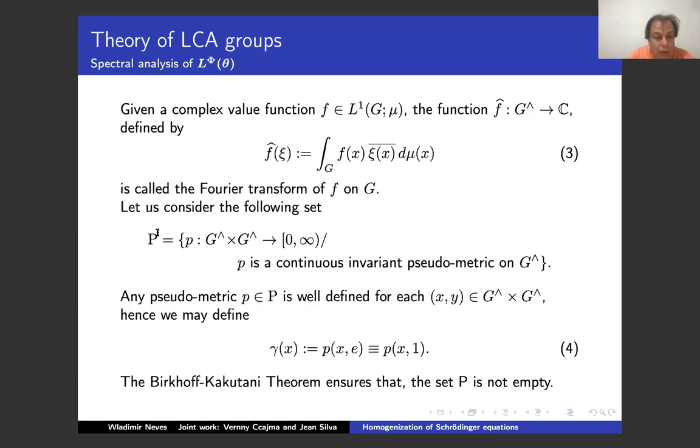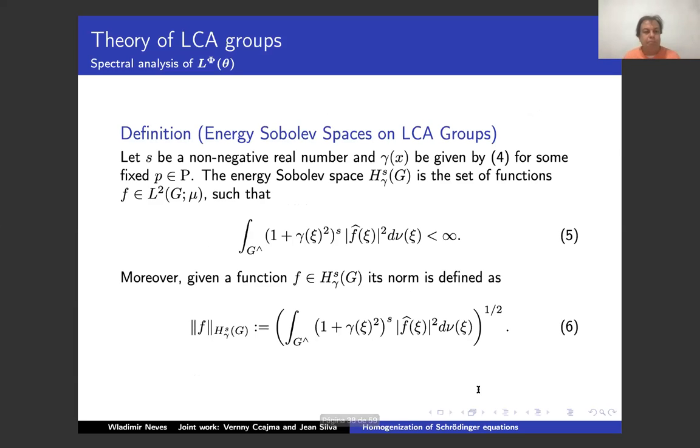I mean, how could one say that this P is not empty? There is a nice theorem from Birkhoff in Calcutta that ensures you that P is not empty. Okay? So we are going to define what we call in this project the energy Sobolev space.